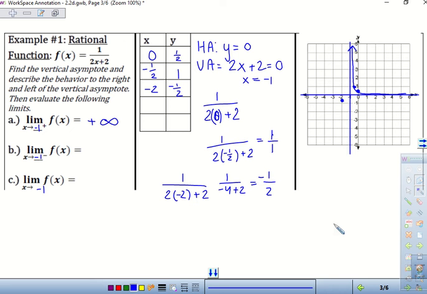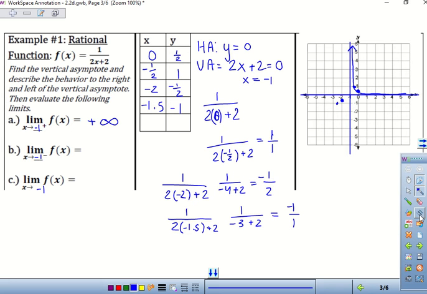And then what would be the next step to see what we're approaching for the vertical asymptote on the left? What should I plug in now? Good, negative 1.5, or negative 3 over 2. So I plug that in, and that's going to be 1 over 2 times negative 1.5 plus 2. That's 1 over negative 3 plus 2, which is 1 over negative 1, which is negative 1. So it's going to be somewhere about here. Oh wait, I'm putting it in the wrong spot. It's right about here. So you can see that it's approaching what on this side?